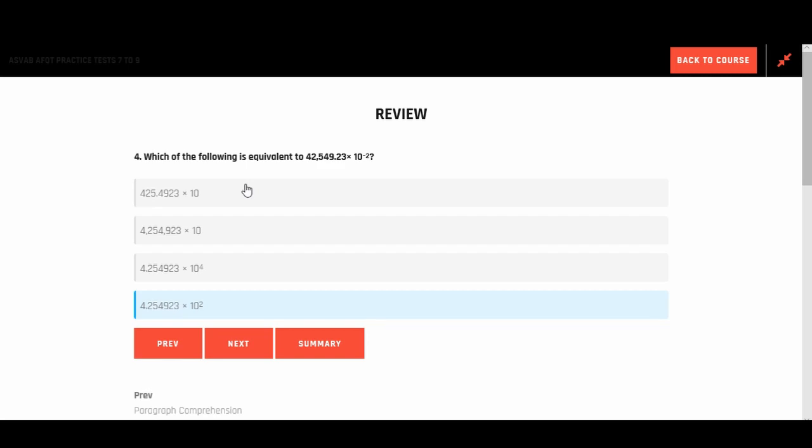Okay, number 4, let me grab my pen real quick. Number 4 says, which of the following is equivalent to 42,549.23 times 10 to the negative second? So this is scientific notation. We're given a question in scientific notation, and the answer choice is in scientific notation. Thankfully, this is pretty easy to do.